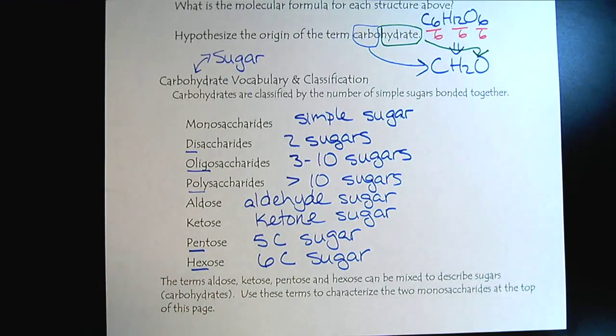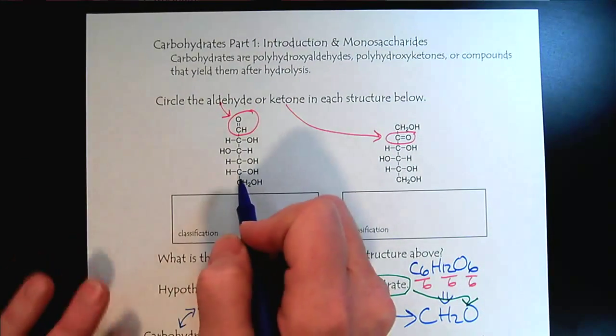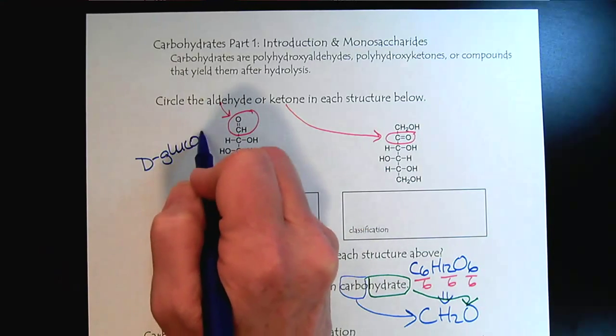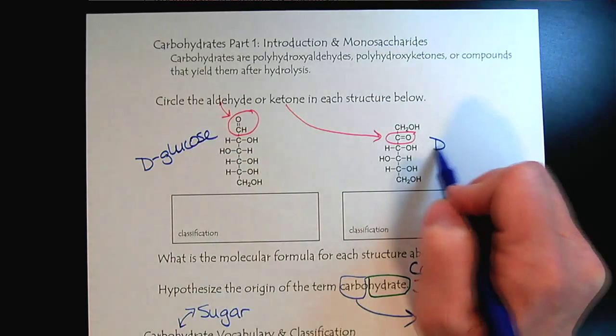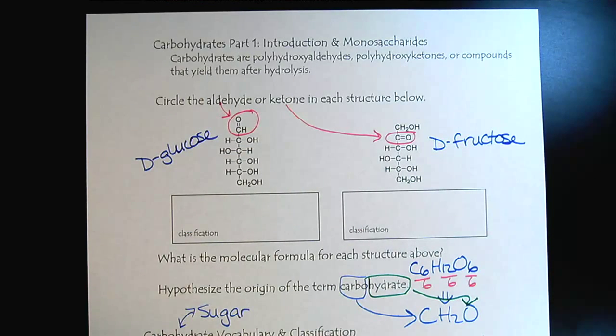And then the other thing to keep in mind is we can take the aldose and the ketose and the pentose and the hexose, and we can mix those together to describe carbohydrates. So let's go back up to those two carbohydrates we were looking at and use these terms to characterize them. So in case you're curious, the actual name here is D-glucose, and we'll get into that very soon, and this is D-fructose. So those would be their common names.